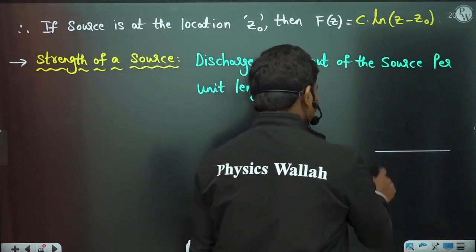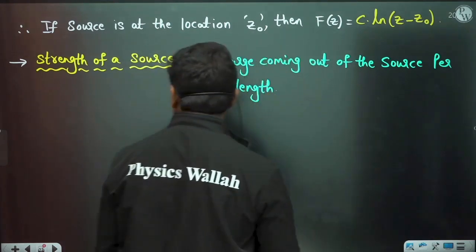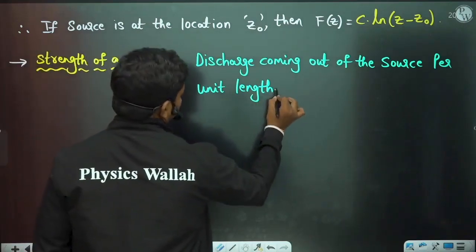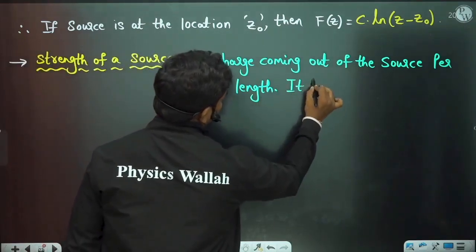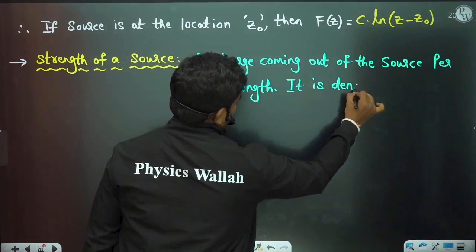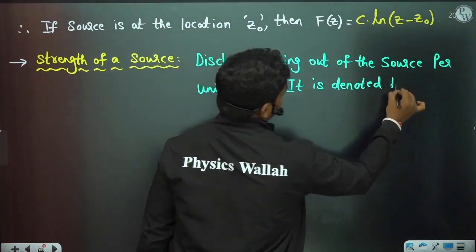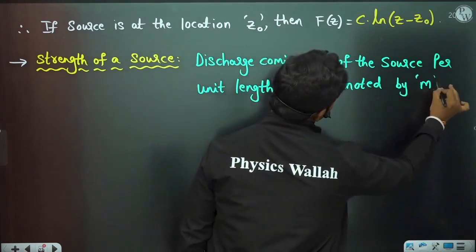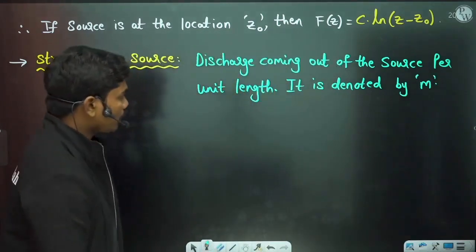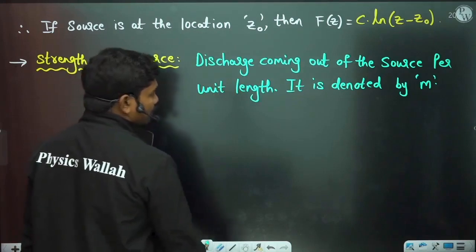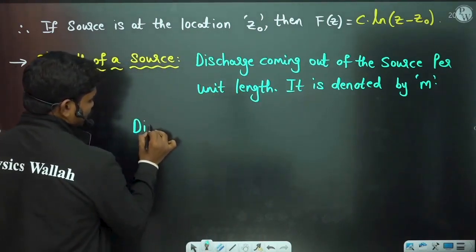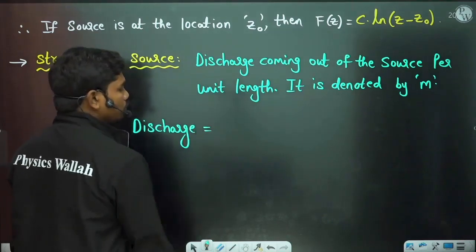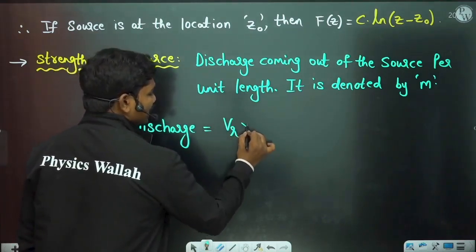So this discharge per unit length is the strength of a source, and it is generally denoted by small m. Now, if you see one thing, what is the discharge that's coming out? The discharge coming out per unit length is equal to the radial velocity at any given point.